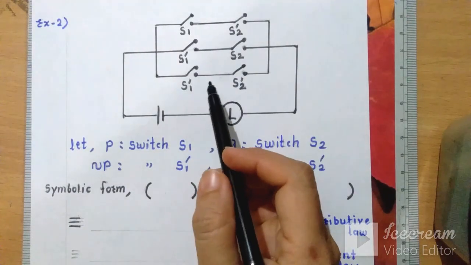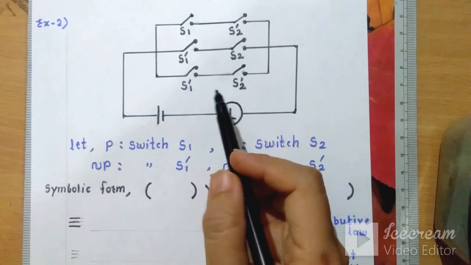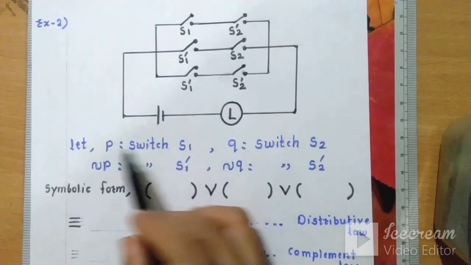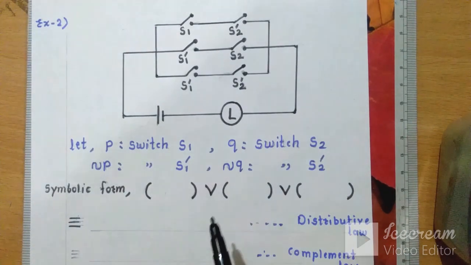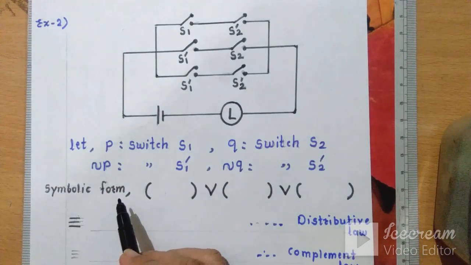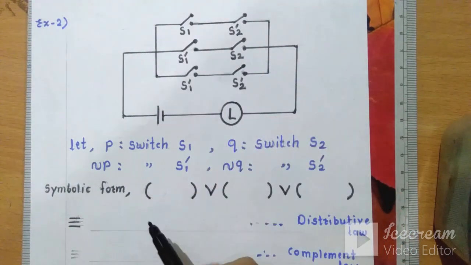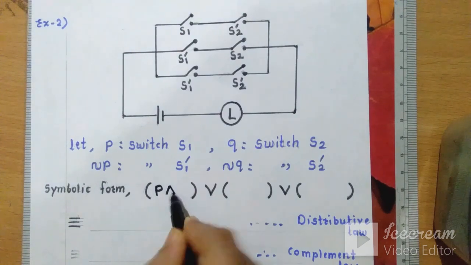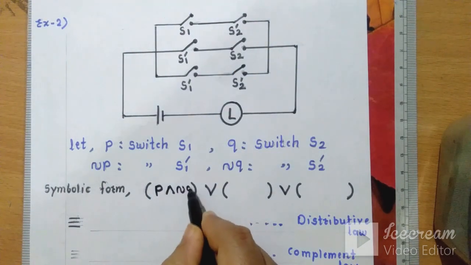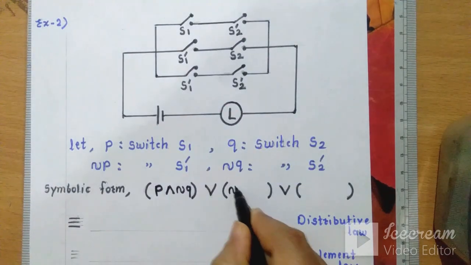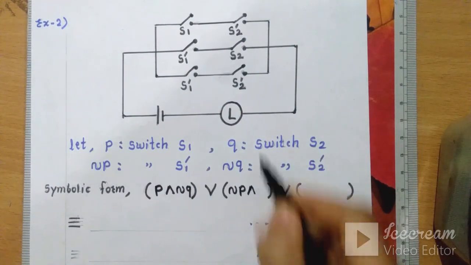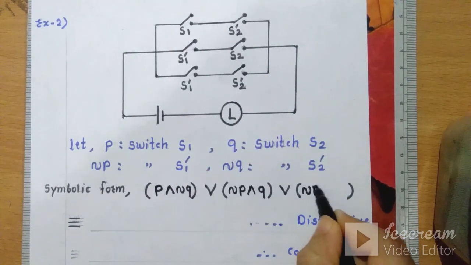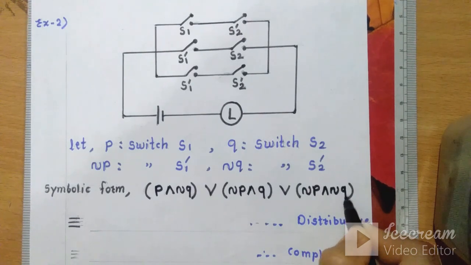Now one more circuit is this, and we have to find out the simplified circuit for this. So first we will associate these switches with statement letters. I have already written. Now write down symbolic form. Now there are three lines in parallel. So in the first line S1 means P, then conjunction S2 dash means negation Q, then S1 dash negation P, conjunction S2 means Q, and S1 dash means negation P, conjunction negation Q.